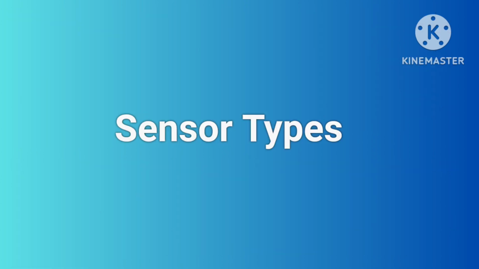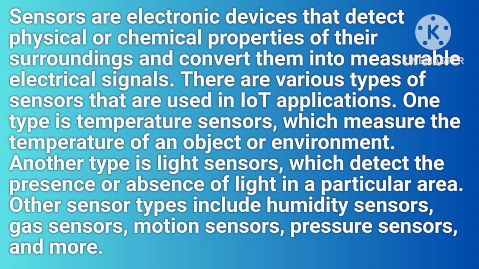Sensor types. Sensors are electronic devices that detect physical or chemical properties of their surroundings and convert them into measurable electrical signals. There are various types of sensors that are used in IoT applications. One type is temperature sensors, which measure the temperature of an object or environment. Another type is light sensors, which detect the presence or absence of light in a particular area. Other sensor types include humidity sensors, gas sensors, motion sensors, pressure sensors, and more.